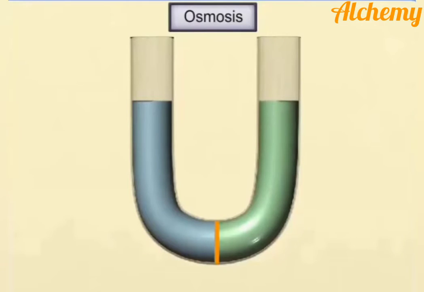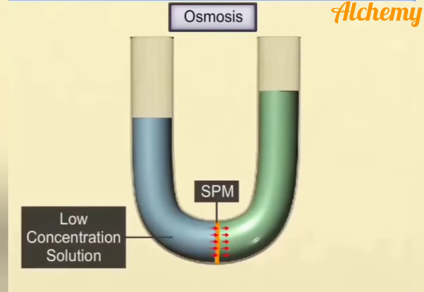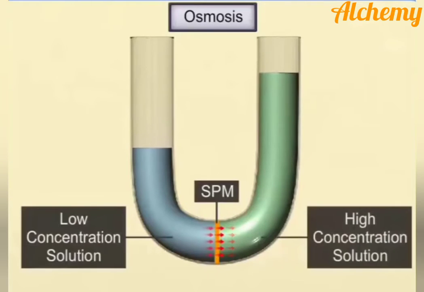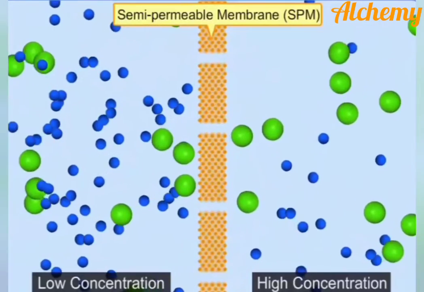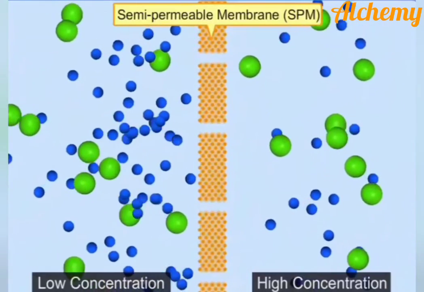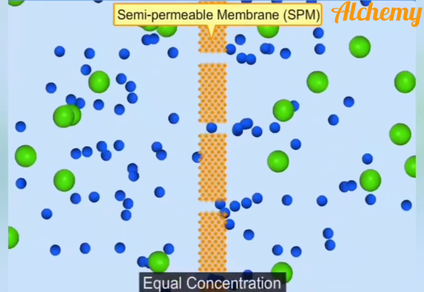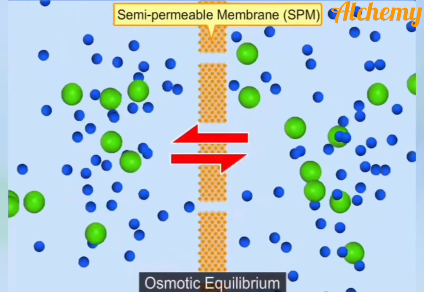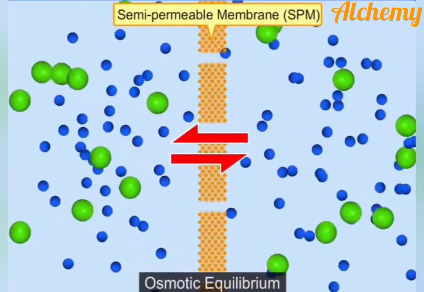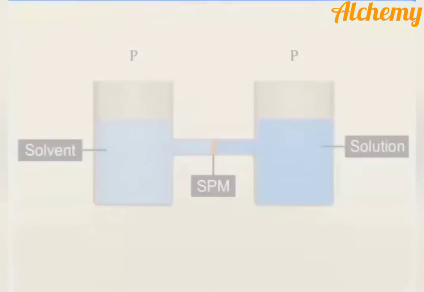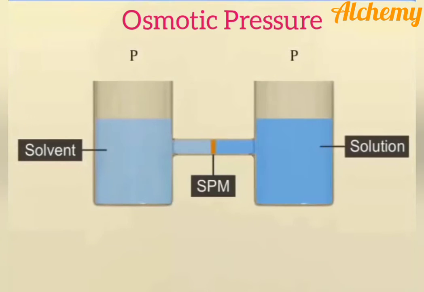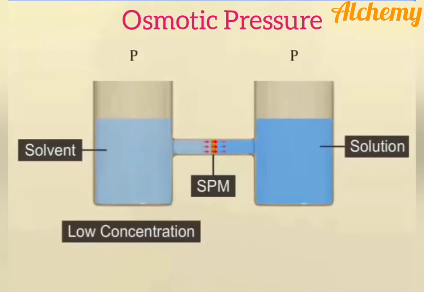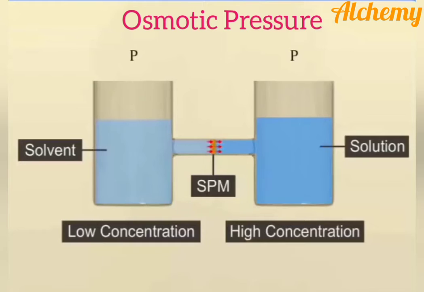Osmosis can be defined as the movement of the solvent molecules through the semi-permeable membrane from the lower concentration solution to higher concentration solution. The process of osmosis ends when the concentration of solute becomes equal on either side of the membrane and equilibrium is attained. The flow of solvent molecules from the lower concentration to higher concentration can be stopped by applying an extra pressure on the higher concentration side.